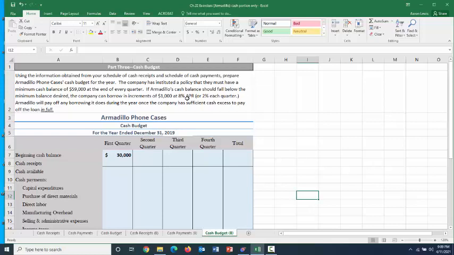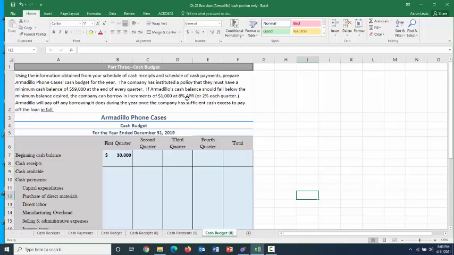If they do have to borrow during the period, they're going to have to pay it back at some point, and their policy is going to be to pay it back in full as long as they have sufficient cash excess to do so. So no partial payments. They're either paying it all off or they're not paying at all.